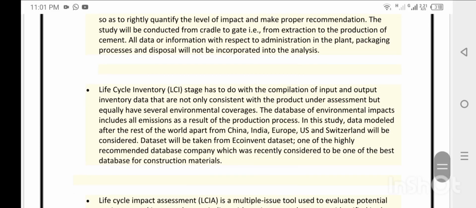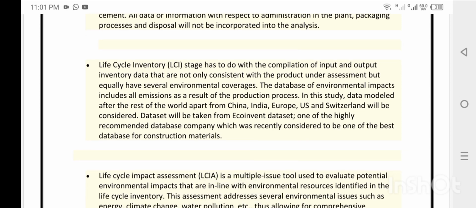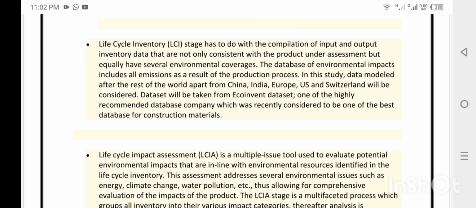Now, life cycle inventory (LCI) stage has to do with the compilation of input and output inventory data that are not only consistent with the product under assessment but equally have several environmental coverages. The database of environmental impact includes all emissions as a result of the production process. In this study, data modeled after the rest of the world, apart from China, Europe, Switzerland, US, will be considered. Dataset will be taken from the equipment dataset.